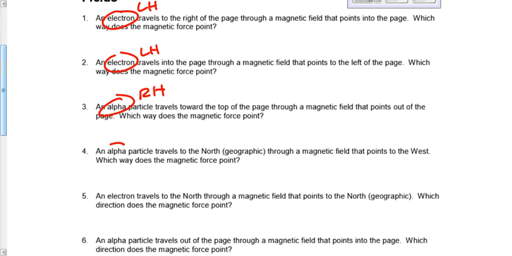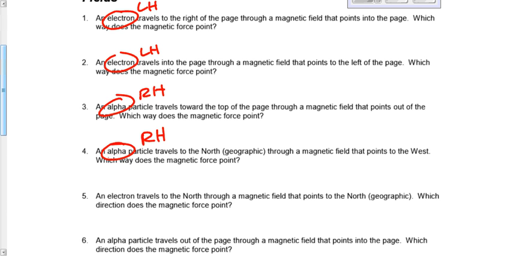Number 4, an alpha particle, that's going to be a right-hand rule as well. Travels to the, oh, wait a sec, we got north and west this time. The earth is our frame of reference. The answer will not be to the top of the page or to the bottom of the page or into the page or out of the page. The answer will be like up or down. Travels to the north, magnetic field west. Which way is north?